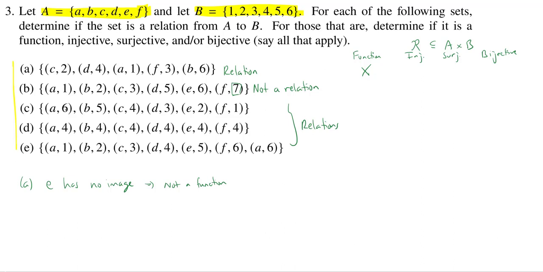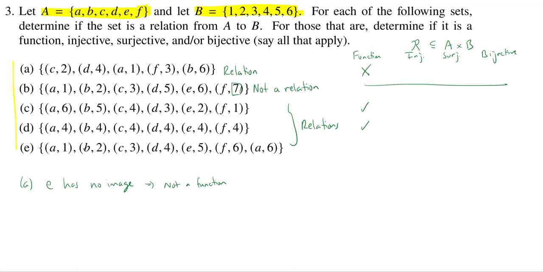Okay, how about C? We have A with 6, B with 5, C with 4, D with 3, E with 2, F with 1. Cool. You don't see A, B, C, D, E, or F show up twice, and they do show up at least once. So C is a function. We don't need to worry about that line. How about D? Again, A, B, C, D, E, F all show up exactly once. So this is a function.